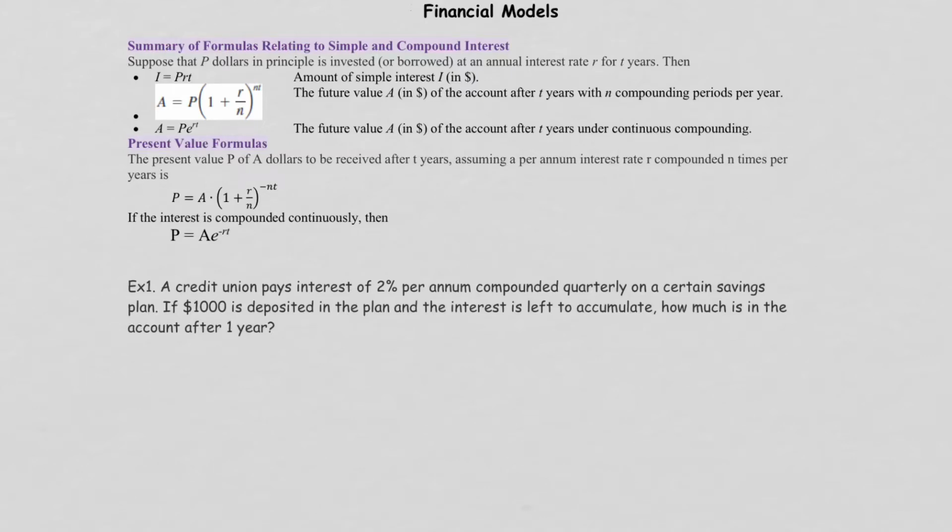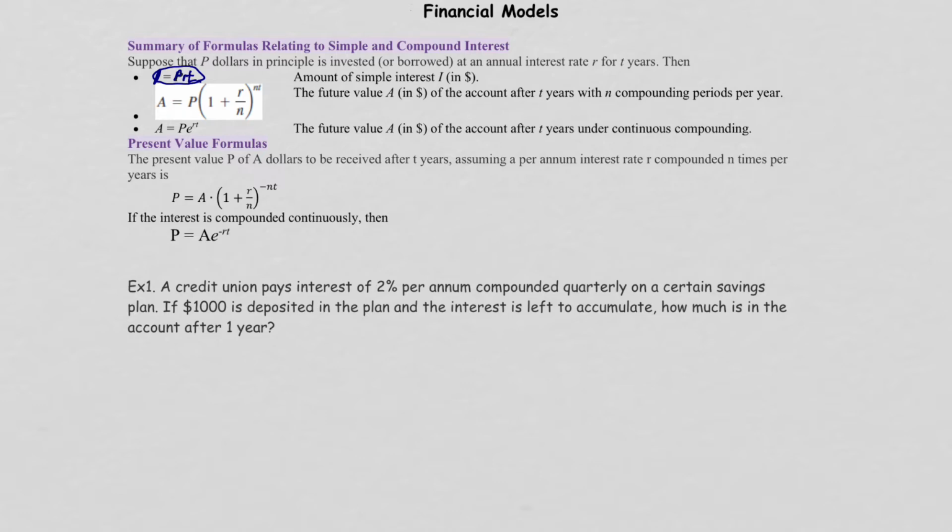In this topic, we're going to talk about financial models, particularly the interest formulas. When you're looking at the interest formula, we went over the simple interest formula, right? Where the interest I is equal to principal times rate times time.